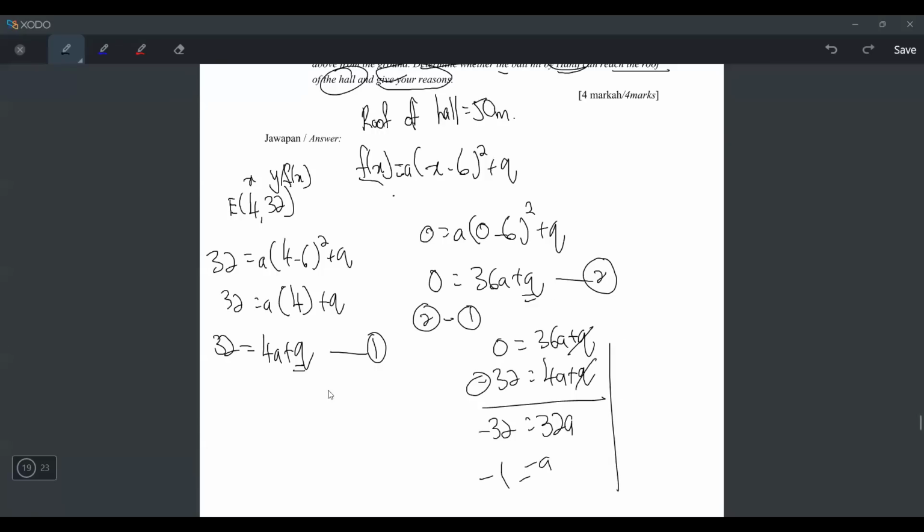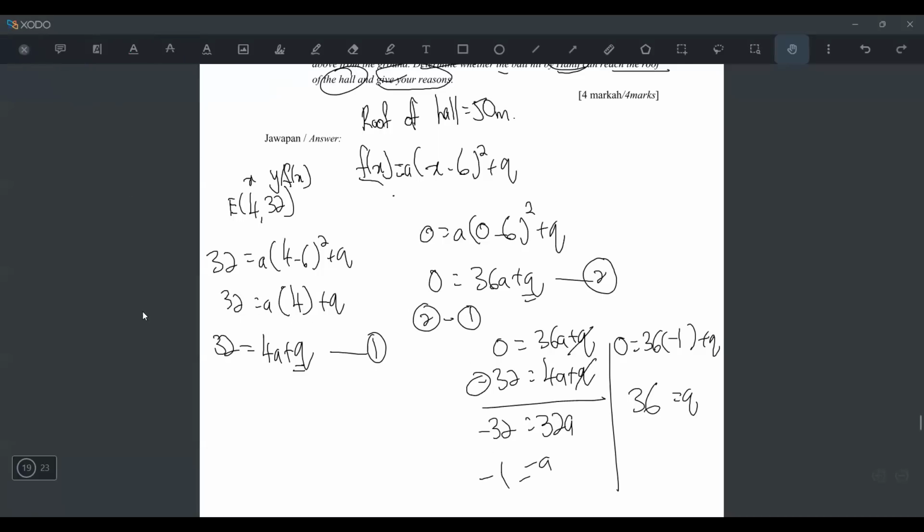So how to find q? You can, let's say, substitute into this equation. 0 equals 36A plus q, but A we already know is -1. So q equals 36. Okay, but of course you can also say something like, oh, use the substitution method. Move this one, make q the subject, and then q equals q. Can also. You will still get the same answer.